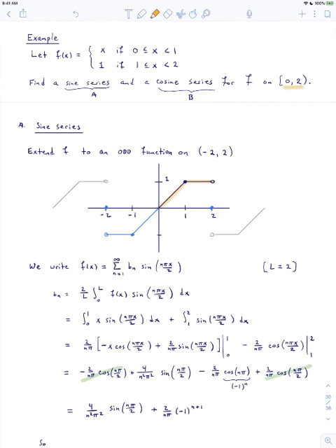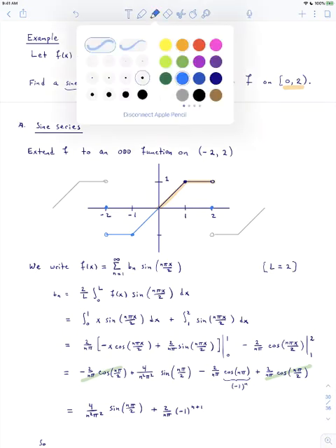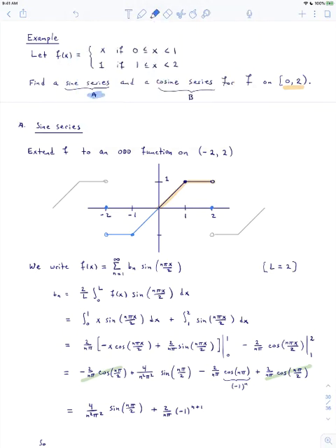So what we want to do is find a sine series and a cosine series for f that's valid on this interval from 0 to 2. So how are we going to do that? Well, for a, we're going to find a sine series, and for b, we're going to find a cosine series. Okay, so that will come later. So for the sine series, we're going to extend f to an odd function. So that's what we want to do.